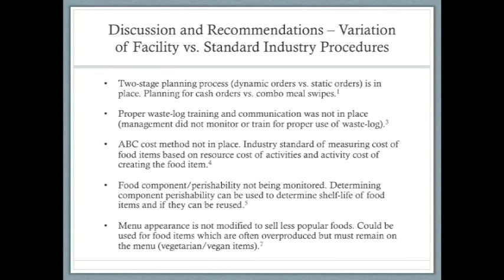Next, the ABC cost method was not in place in our facility. The industry standard is measuring the cost of food items based on the resource cost of activities and the activity cost of creating the food item. Next is food component perishability, which was not being monitored at our facility. Usually, determining component perishability can be used to determine the shelf life of food items and if they can be reused. And the last one, menu appearance, is not modified to sell less popular foods at our facility, and it could be used for food items which are often overproduced but must remain on the menu. An example of such items is vegetarian or vegan items.